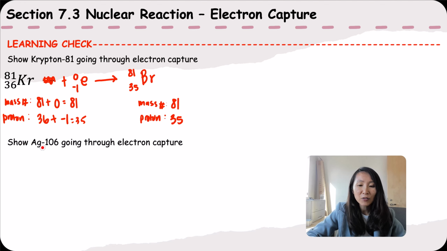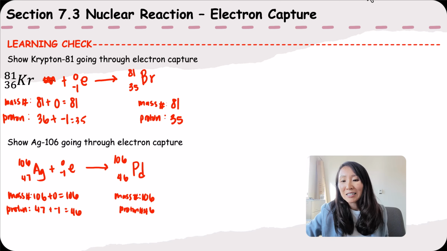Now here it says silver 106. It shows silver 106 going through electron capture. So let's go ahead and write that down. Silver 106, and silver in the periodic table would be 47. And then it's also going to capture an electron. So figure out what might be on the right-hand side and come back and check this video. Hopefully you were able to get palladium on the right-hand side, 46 and then 106 as the mass.